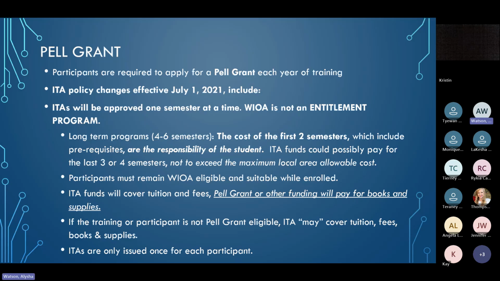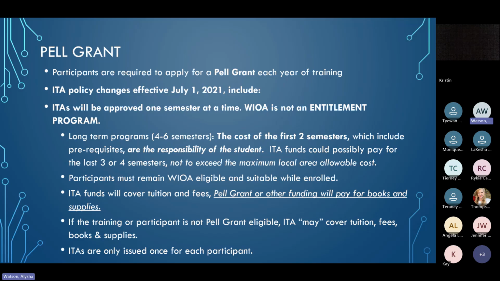Again, WIOA is not an entitlement program, and if it's a semester-based program, ITAs are approved one semester at a time. So for our long-term programs, the cost of the first 2 semesters, which include prereqs, are the responsibility of the student. ITA funds can possibly pay for up to the last 3 or 4 semesters, but in paying for that, it cannot exceed the local area allowable cost. The participants must remain WIOA eligible and suitable while enrolled. ITA funds will cover tuition and fees, while Pell Grants and other funding will cover books and supplies.